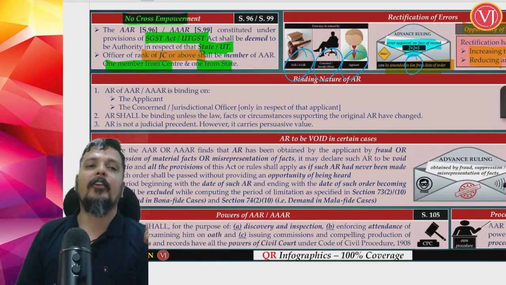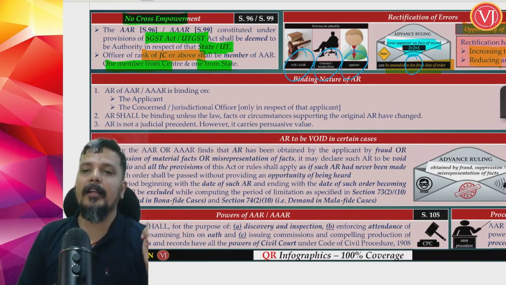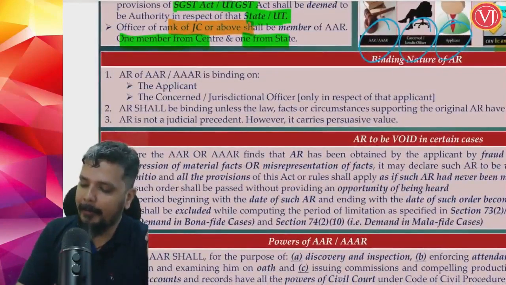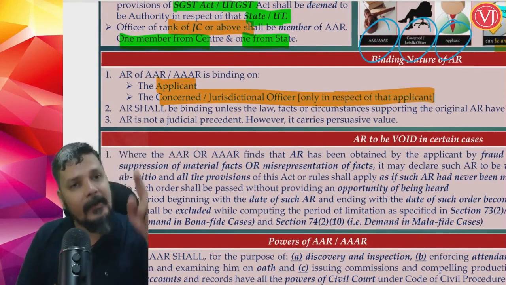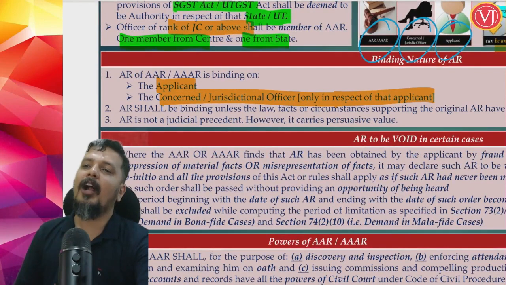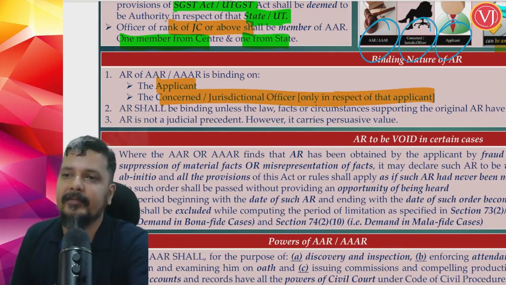A square R or A cube R, binding nature. Who are all bound by the ruling of A square R and A cube R? Only that particular applicant and that particular concerned jurisdictional officer, with respect to that applicant, not with respect to other assessees. It is a coverage given only for that applicant.